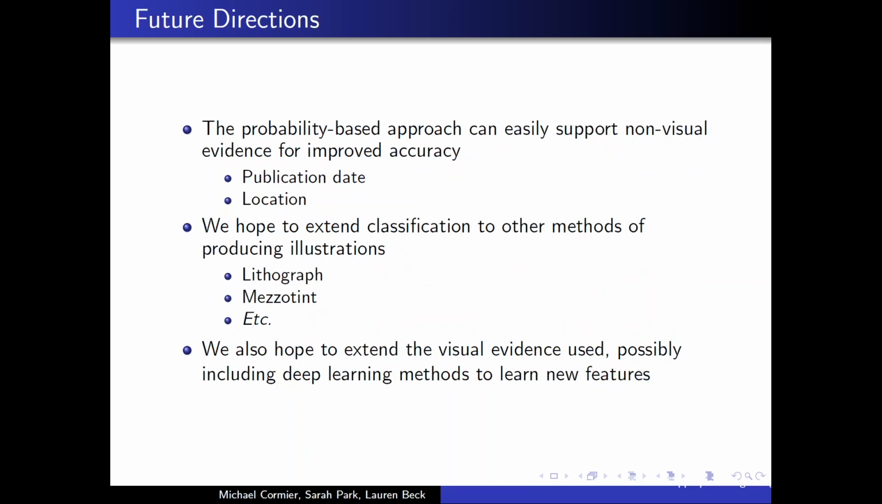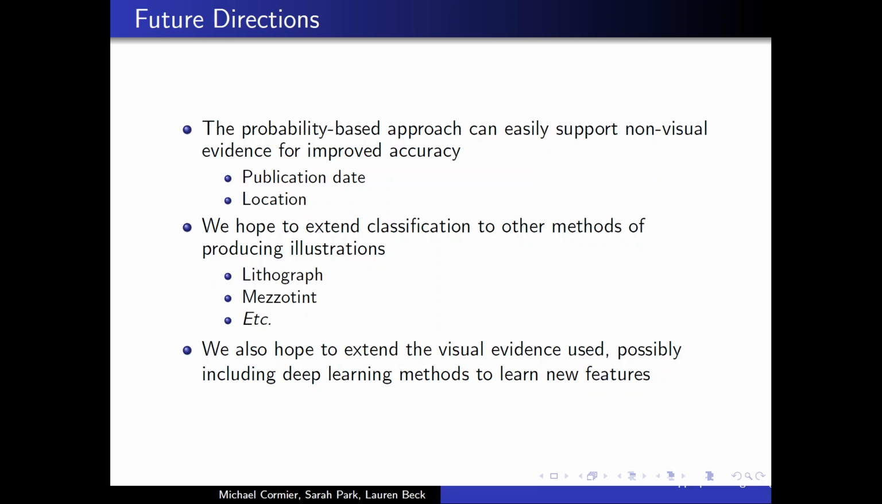Now, we would like to pursue this research further to extend and improve this method. Since we can easily support, with a probabilistic approach, non-visual evidence, we would like to incorporate things like publication information. We would also like to extend the classification to other methods of producing illustrations, to identify things like lithographs and mezzotints and so on, which will make this more broadly applicable to other aspects of metadata generation. We would be able to identify other media, not just woodcuts and copperplate engravings.